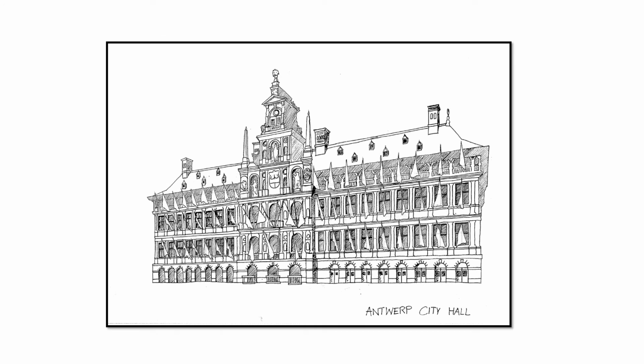Antwerp City Hall in Antwerp, Belgium, was designed by Cornelis Floris de Vriendt as well as several other architects and completed in 1565. The building incorporates both Flemish and Italian influences. The low arcaded ground story is of rusticated stone.